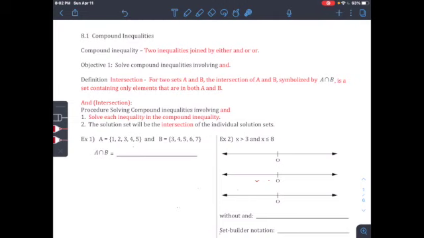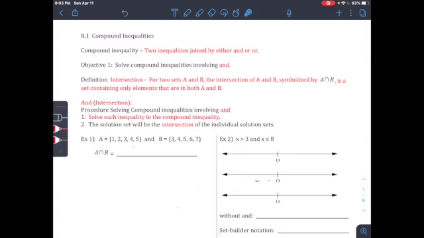And what is the definition of "and"? "And" is an intersection for two sets A and B. The intersection of A and B, symbolized by A ∩ B, that's an upside down U, is a set containing only elements that are in both A and B. So the procedure to solve a compound inequality involving "and" is: 1. Solve each inequality in the compound inequality.